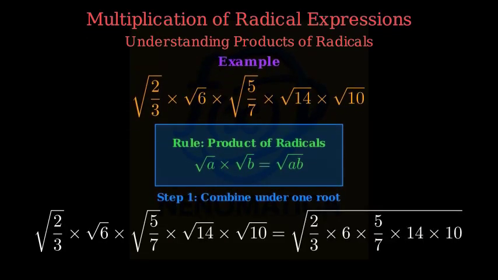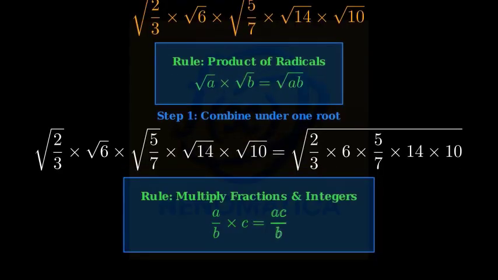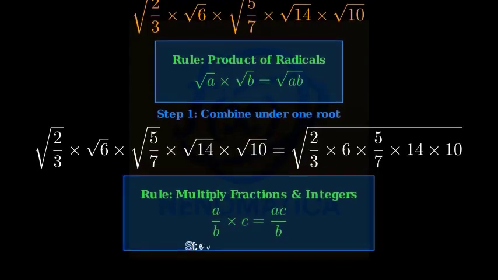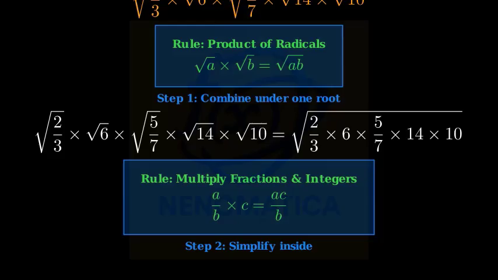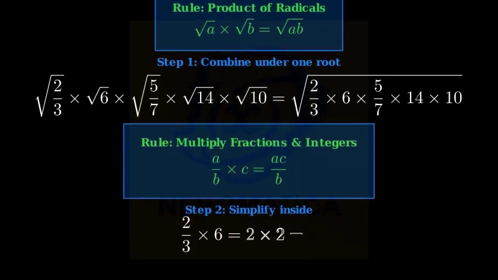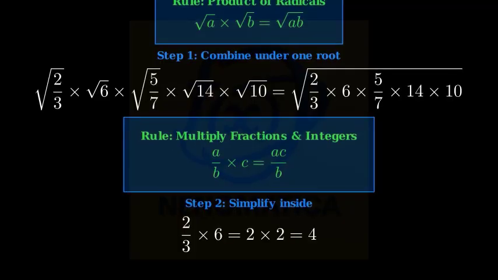We multiply what's inside each radical. Next, we simplify the expression inside the radical. We'll use the rule for multiplying fractions and integers. Let's calculate each multiplication step by step. First, 2/3 times 6 equals 4. Next, 5/7 times 14 equals 10.